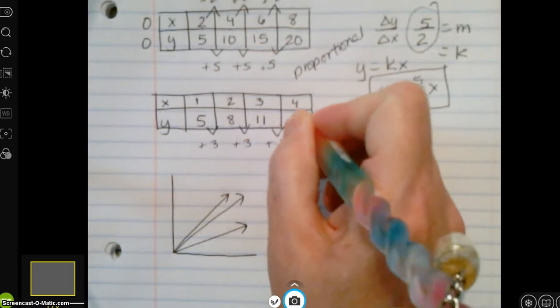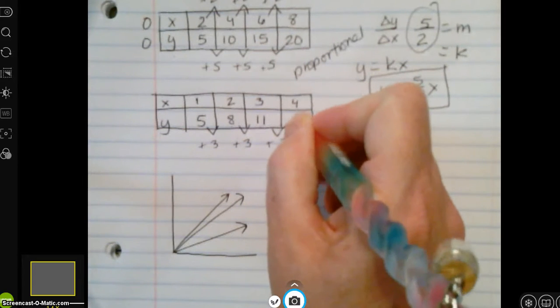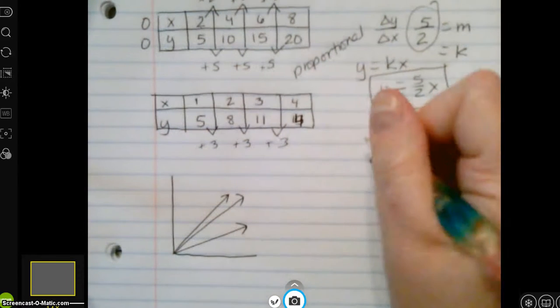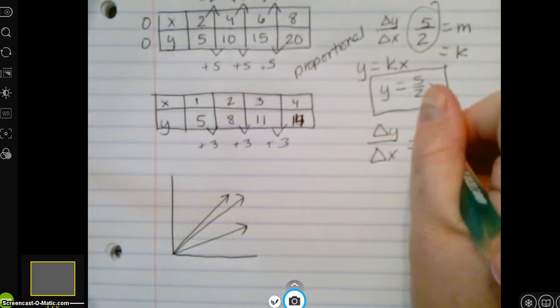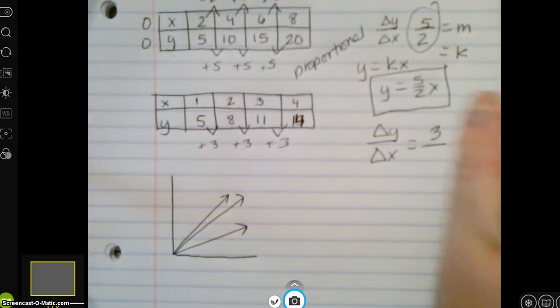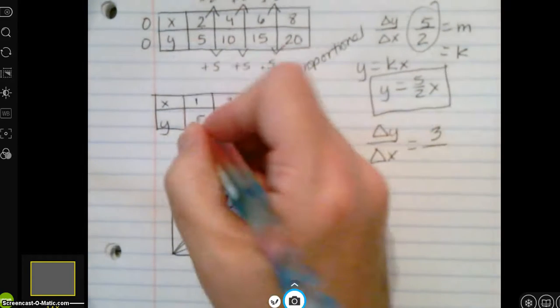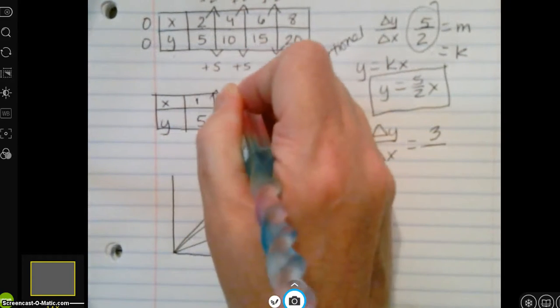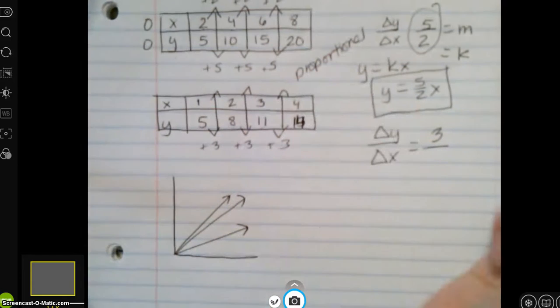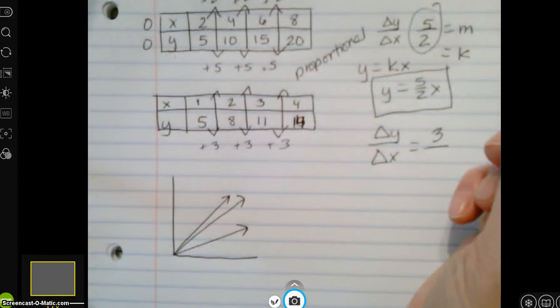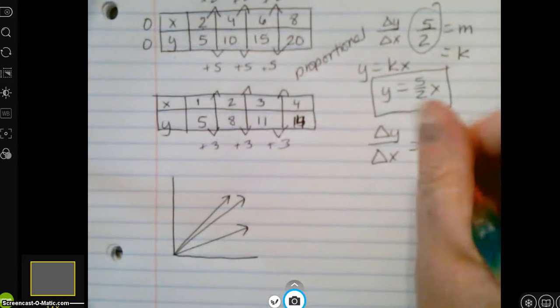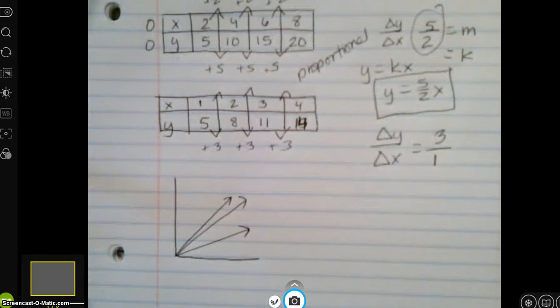11 plus 3 is, oops, that should be 14. Let's fix that. My bad. Okay, so each time it went up by 3, if I wrote my table correctly. And then my change in x, how much is that changing by? That should be 1. Okay.